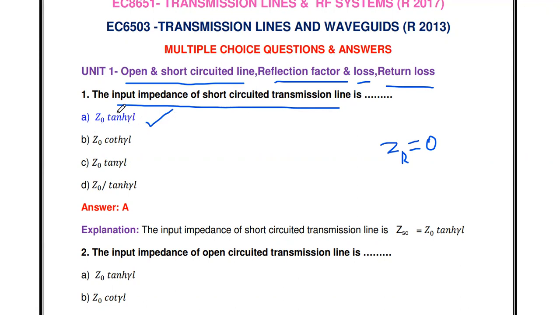So you see, tanh ηL. Similar to this, in option C, Z naught tan ηL is given, so this is not correct. Z naught into tanh ηL is the correct answer.